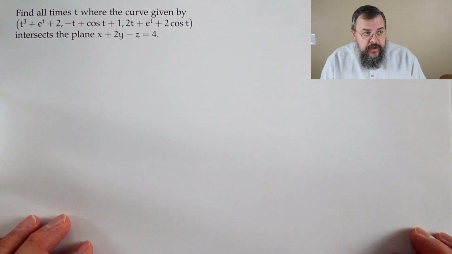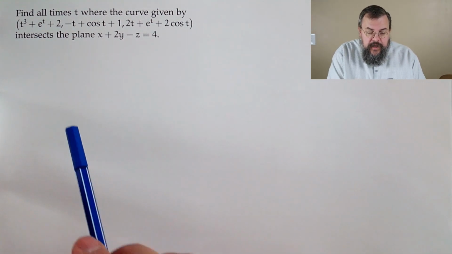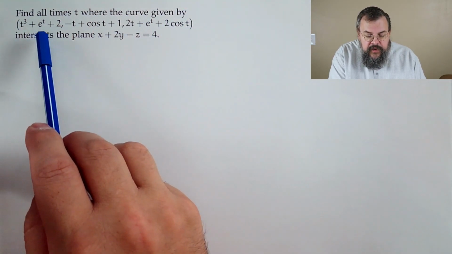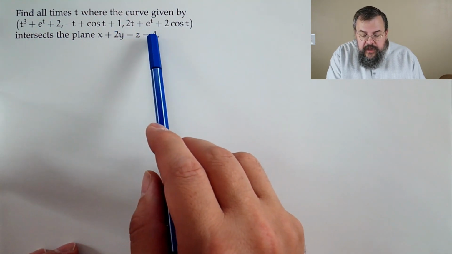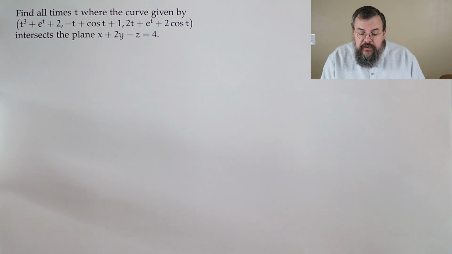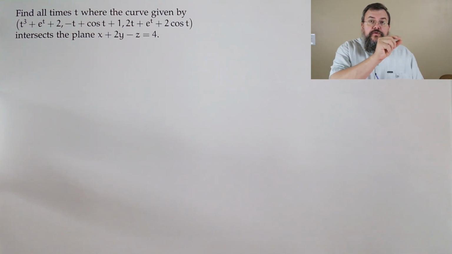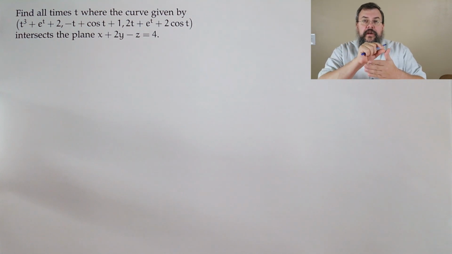Well, now let's do another problem. Find all times t where the curve given by, and here we have it as points, but that's perfectly fine. We have t cubed plus e to the t plus 2, minus t plus cosine t plus 1, and 2t plus e to the t plus 2 cosine t. And we want to intersect the plane x plus 2y minus z equals 4. So we have this particle traveling through space, and there's this plane. And the question is, when does it hit the plane?